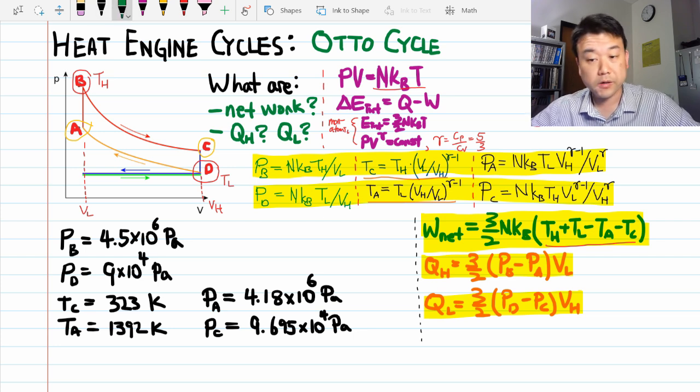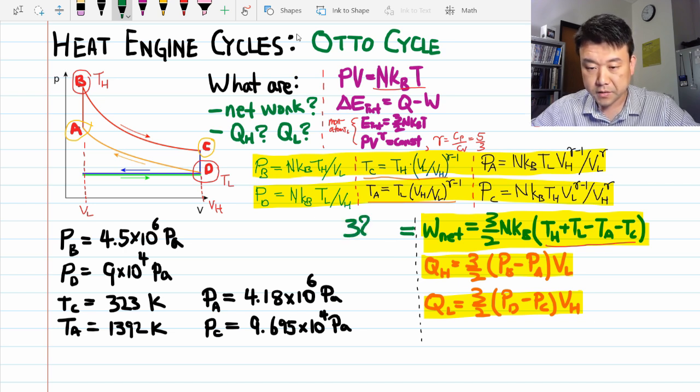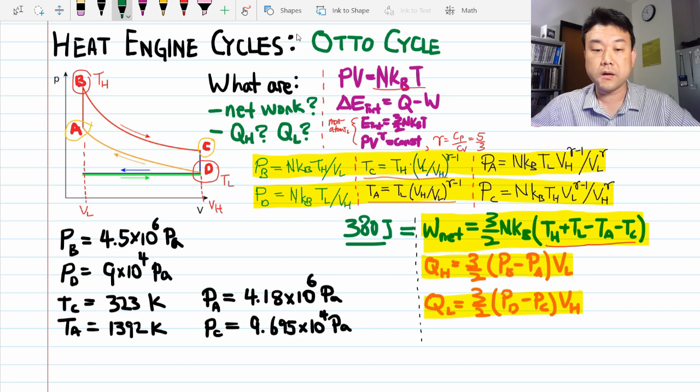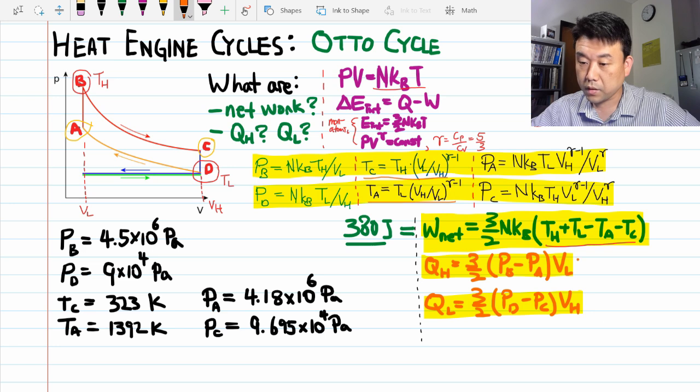Let's calculate the net work first. That seems easier. Also, it's the first line. So plugging in 3/2 NK times TH plus TL and the two temperatures we now calculated, TA and TC, we get 380 joules. It's a much smaller amount of work than what I saw with the Carnot cycle. Let's keep going. The QH, plugging in the PB and PA that we calculated, we get 484 joules. So heat input is also small.